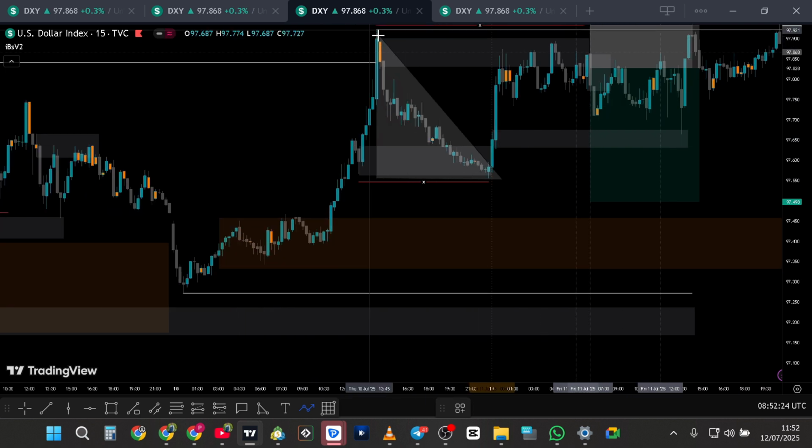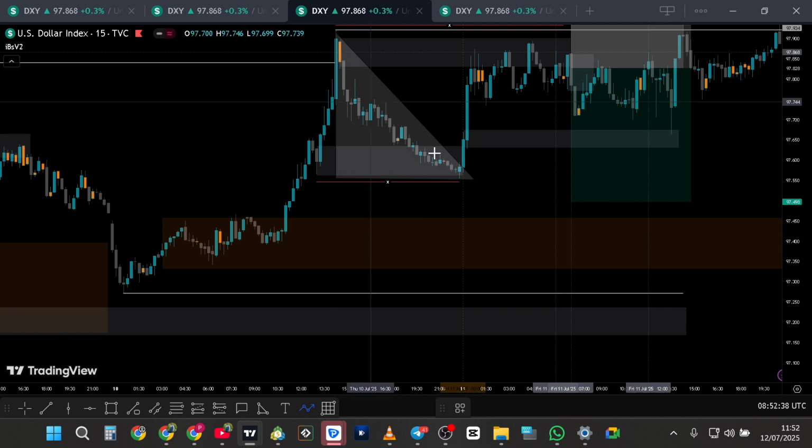So when it came up to the upside and broke the structure of this high, we see that price reversed back correctively to this demand, also forming that descending triangle, which was eventually broken and then continued to the upside.